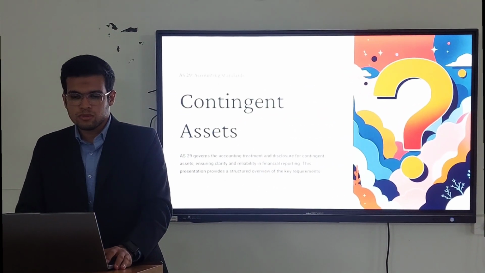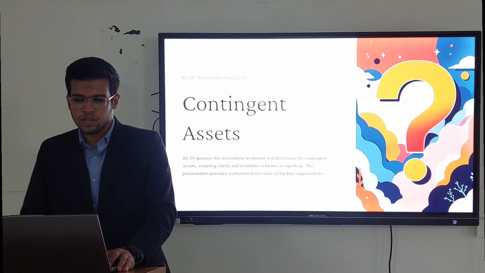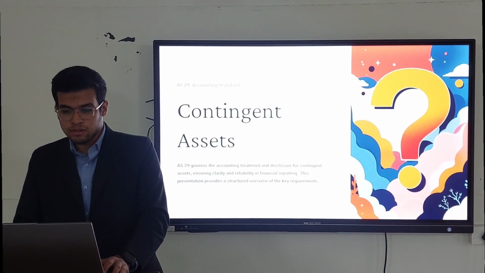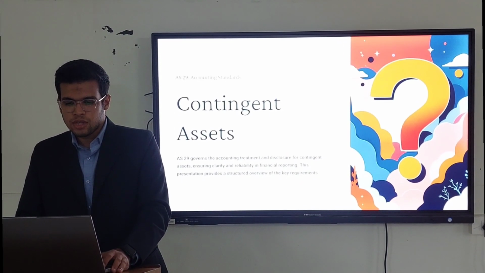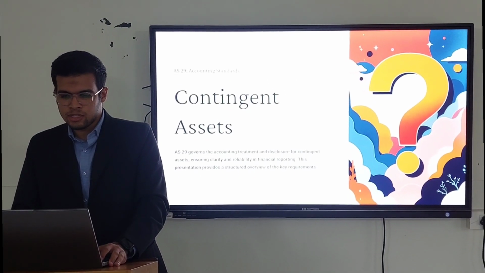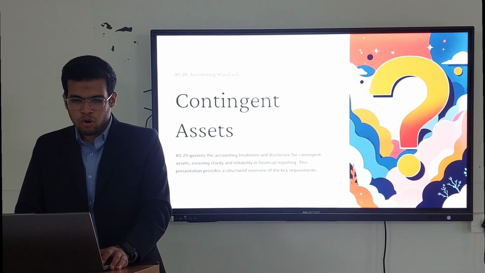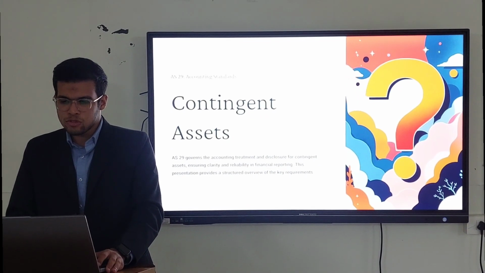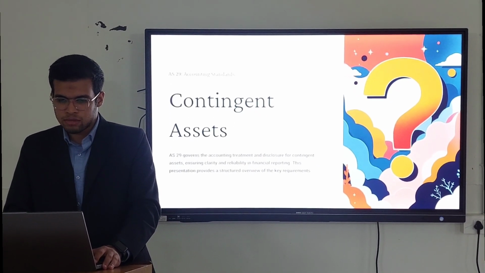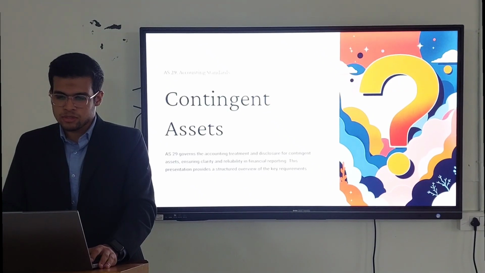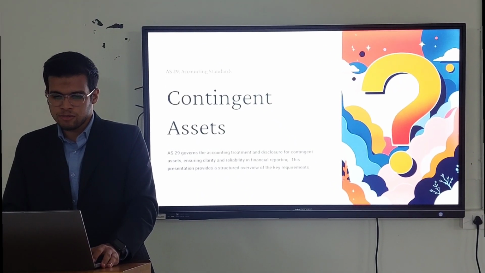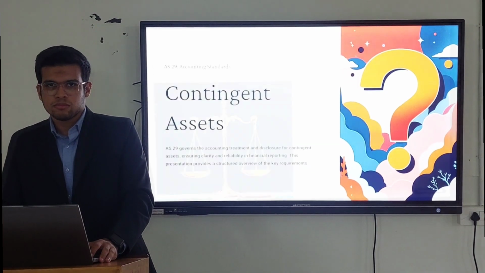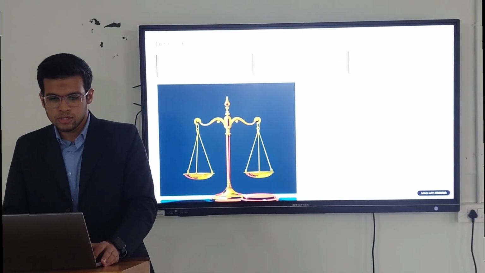Okay, so for the next topic, contingent assets. AS29 covers the accounting treatment and the disclosure of contingent assets, ensuring clarity and reliability in financial reporting. A contingent asset is a possible asset that arises from past events, the existence of which will be confirmed only by the occurrence or non-occurrence of one or more uncertain future events not wholly within the control of the enterprise.